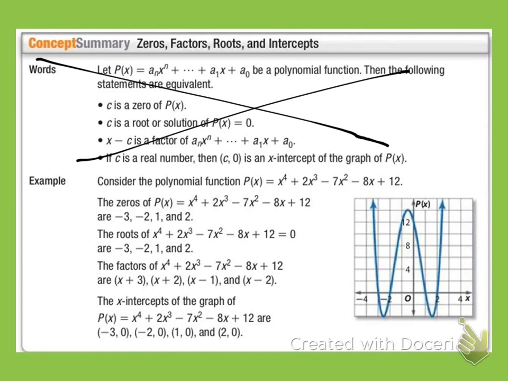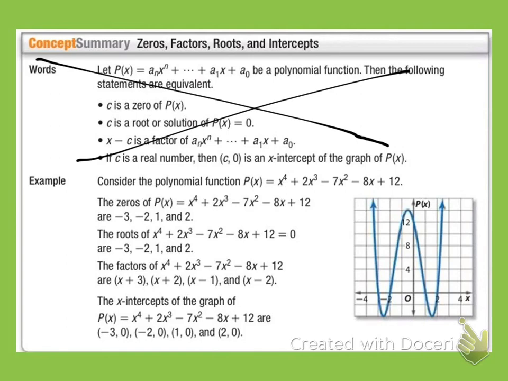Positive. Okay? Is it an odd or even degree? Even degree, because it points in the same direction. Positive leading coefficient because that direction is up. Right? 1, x to the 4th, right there.